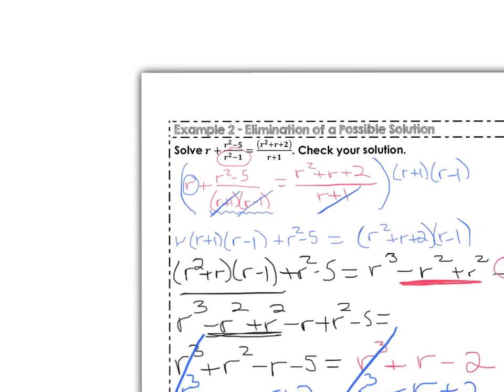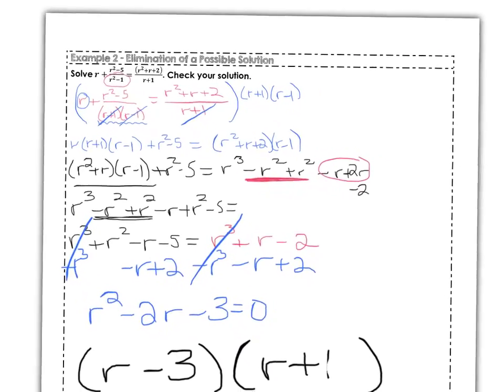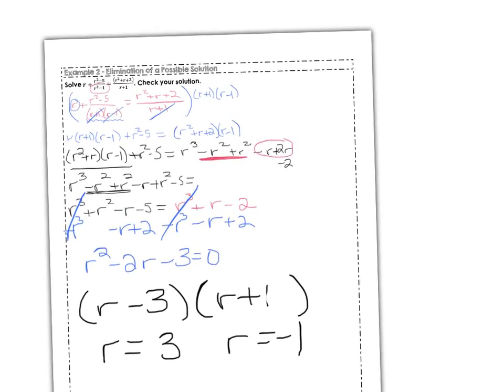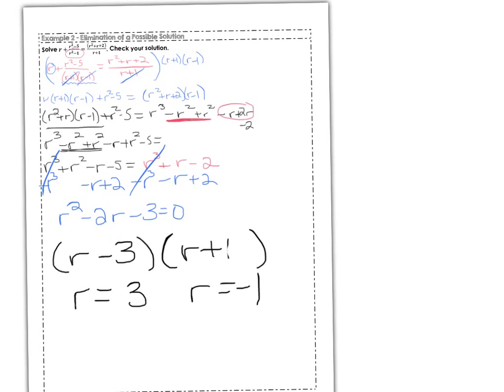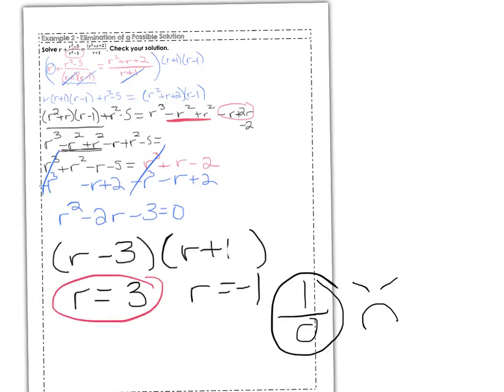So, just looking at it really briefly, one of our denominators is r plus 1. If we were to plug in our solution of negative 1, negative 1 plus 1 is going to equal 0, which means that we would be having a 0 in the denominator, and that's not okay. Not allowed. So that's why the only solution here is actually 3.